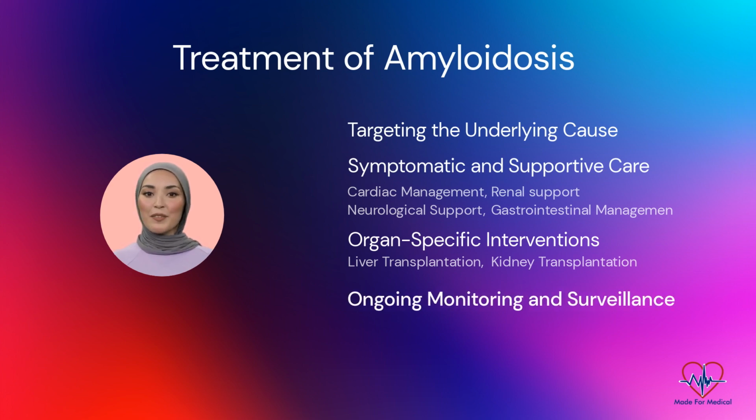Ongoing monitoring and surveillance. Regular follow-up and monitoring are crucial in amyloidosis treatment. This involves assessing organ function, monitoring disease progression, and adjusting treatment strategies as needed. Close collaboration with specialists in cardiology, nephrology, neurology, and other relevant disciplines is essential to provide comprehensive care.